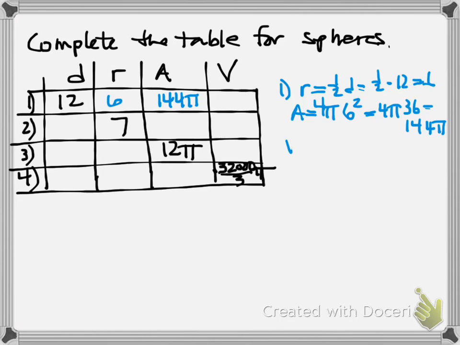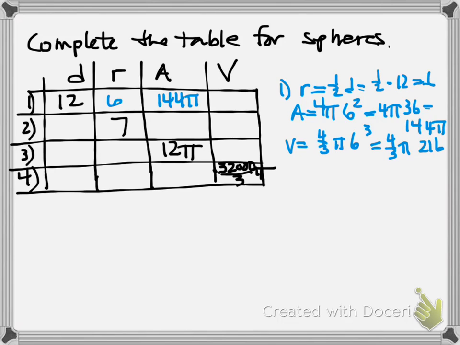Volume. 4 thirds pi 6 cubed. Okay, anyone remember 6 cubed? Well, no, dude, don't tell me 6 times 6 times 6. I know that. That's just expanding. Okay. 216, I heard somebody mouth it over there. Good job, thank you, Brooke.